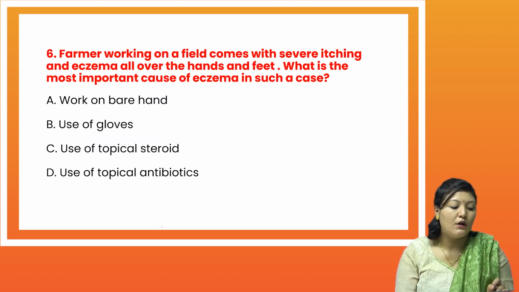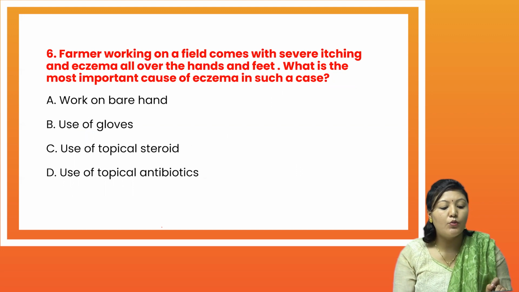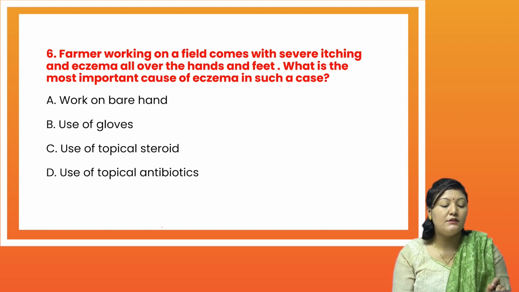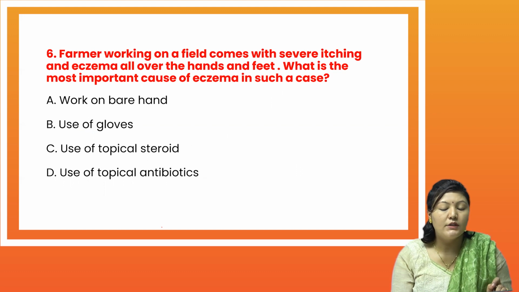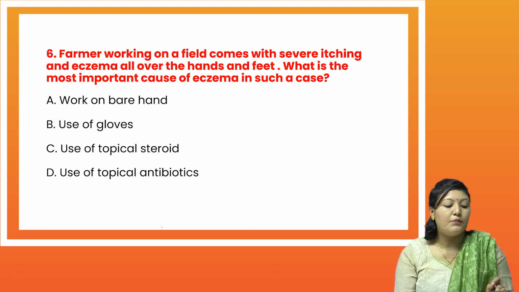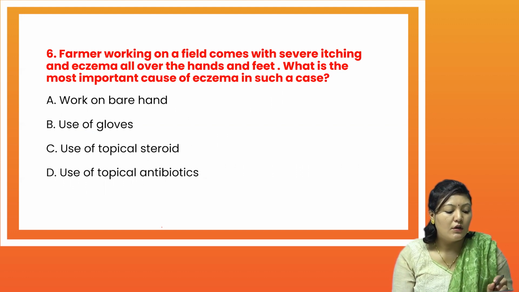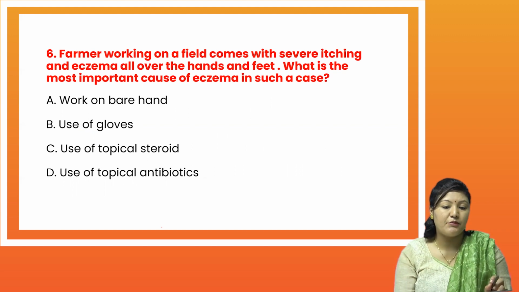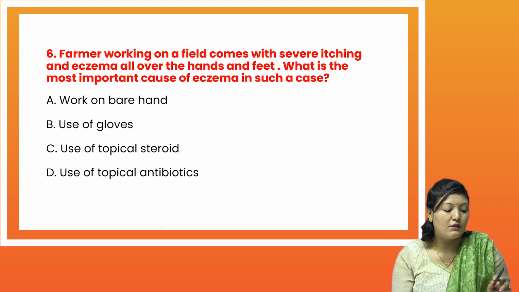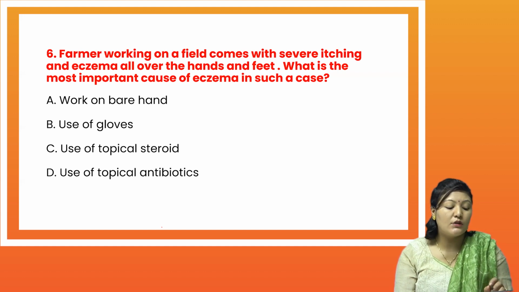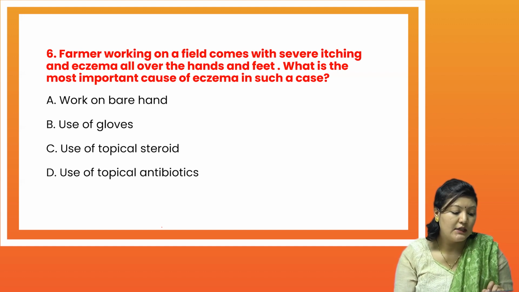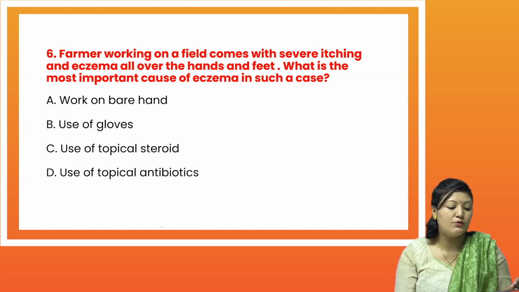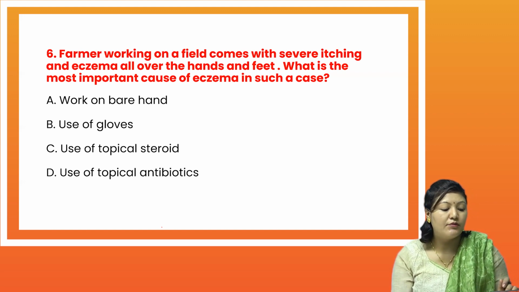Now question number 6 is, a farmer walking on a field comes with severe itching and eczema all over the hand and feet. What is the most important cause of eczema in such a case? As we all know, walking on bare hands in a field can cause contact dermatitis, that is allergic type of contact dermatitis. Among the four options, walk on bare hand, use of gloves, use of topical steroid, and use of topical antibiotic, these three are the protective ones, but walking on bare hand can cause this type of eczema.